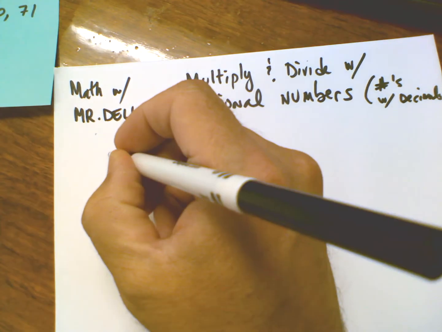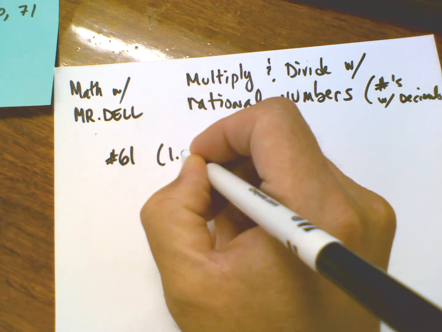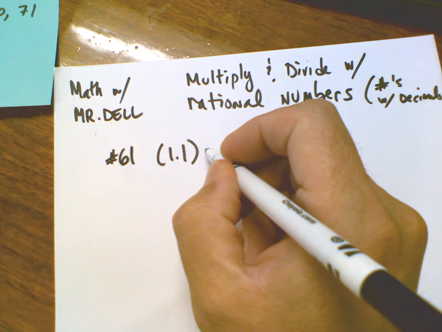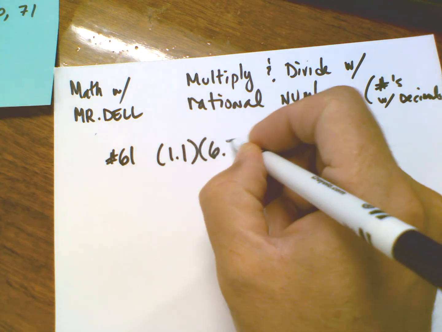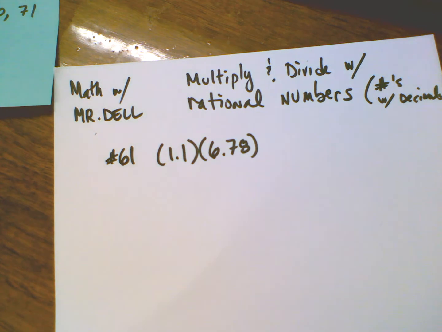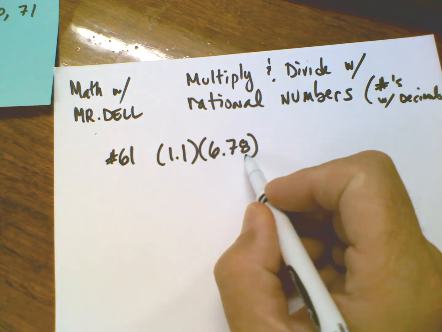So number 61 is 1 1/10 times 6 and 78 hundredths. So it'd be good to know how to read your decimals, right? So 1 1/10 and 6 and 78 hundredths.